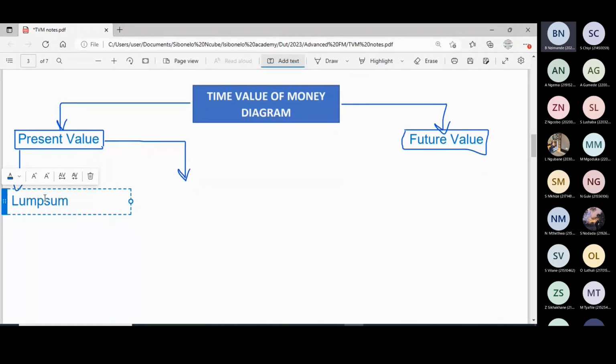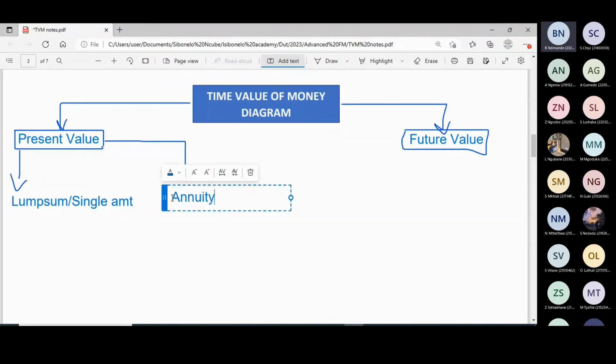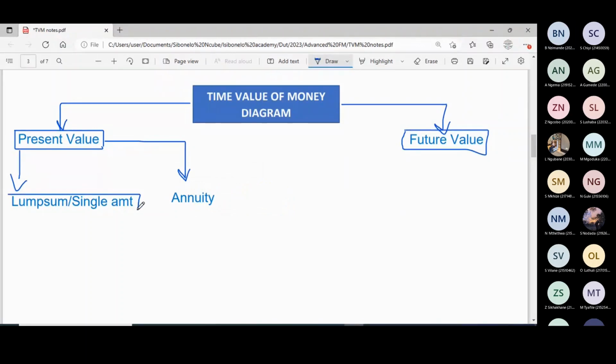Guys, a lump sum is a once-off payment. Maybe let's say you were involved in a car accident and you claimed from the Road Accident Fund, and you're going to receive that as a once-off payment, isn't it? It's going to be a lump sum. So when we talk of the lump sum, we are referring to a once-off payment. Sometimes they refer to this as a single amount. And then there is also a present value of an annuity. So these are two examples or categories of present value: the present value of a lump sum and the present value of an annuity.